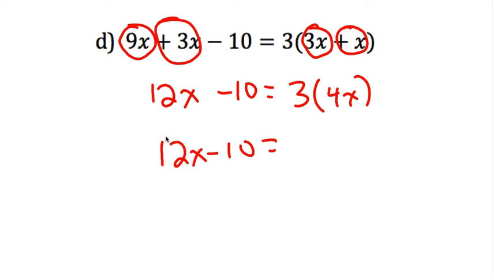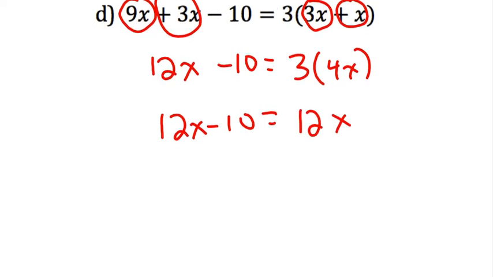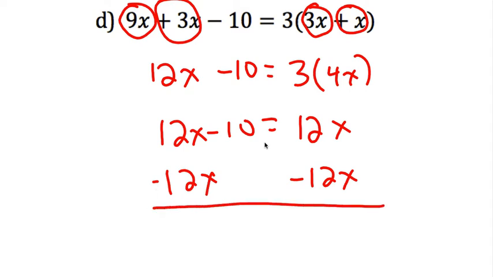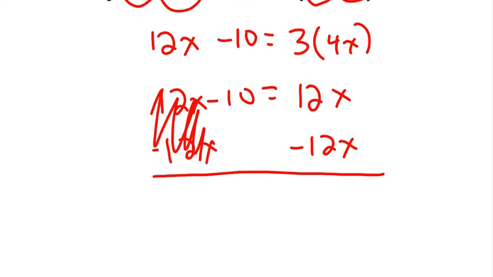3 times 4x is 12x. All right, now let's move my variable over. Minus 12x from both sides. Okay, 12x minus 12x is 0. So my left-hand side is negative 10.